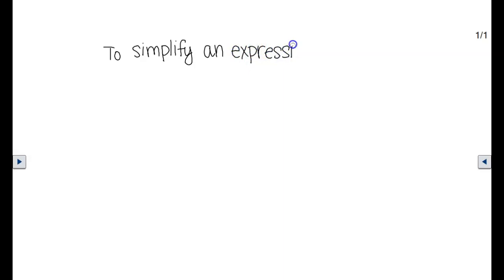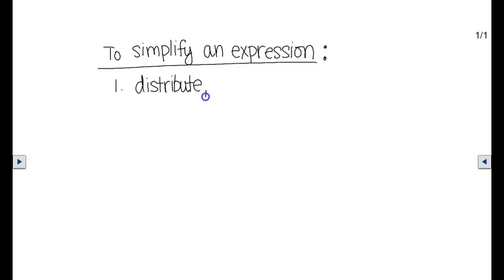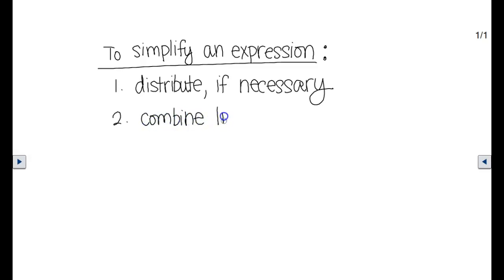Now, I want you to remember here what we said yesterday about this. We said there are two steps that might have to be done to simplify an expression. Step one was to distribute if necessary. And remember, you'll know it's necessary if you see parentheses in the problem. And then step two was to combine like terms if necessary. So combine the terms that have the same variable part.